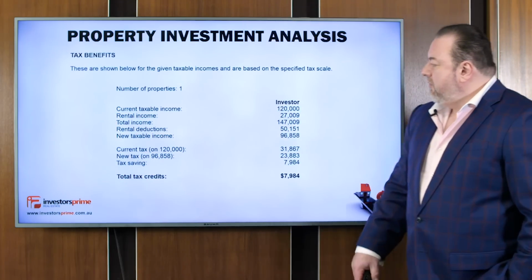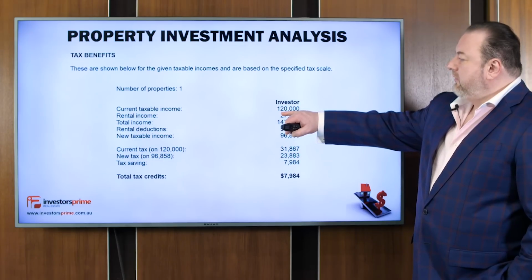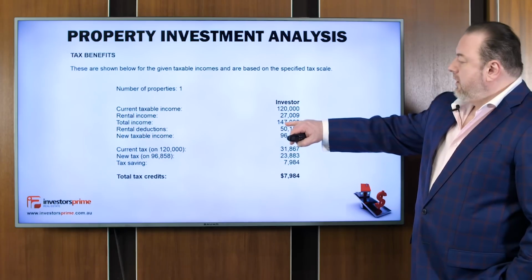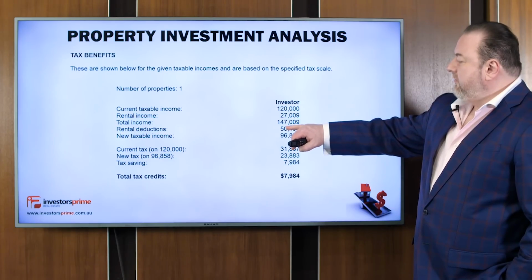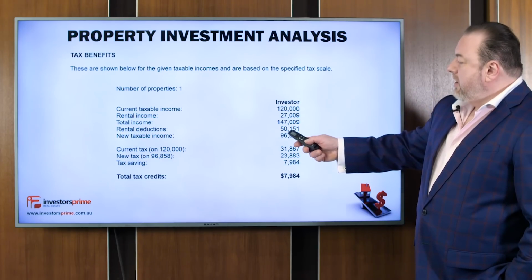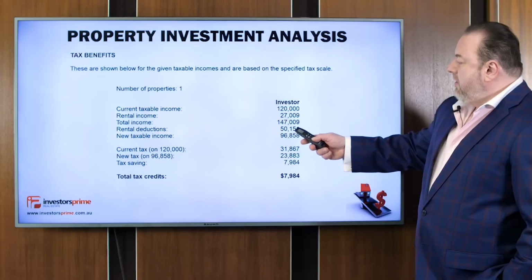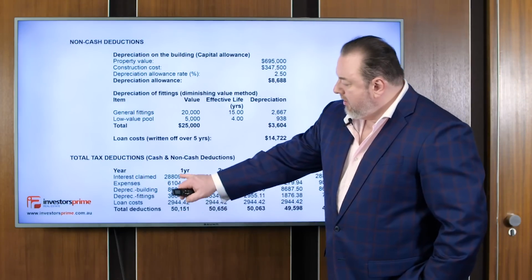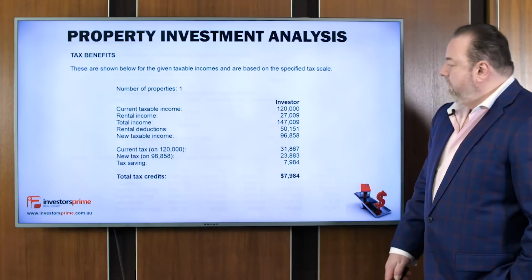So this person is on $120,000 per year in IT, single guy. You add your rental income to your job income, which ends up being $147,009. And then you take away your losses, which is $50,151. The losses are from the previous page, which is this amount here, which is the total of all these numbers.